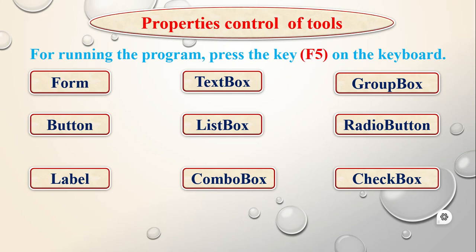Here we will speak about form and button, label, text box, list box, combo box, group box, radio button, and checkbox to change their properties. We will say that some properties will work after some other properties, and some properties are just limited to some objects, and some properties are general for all the objects.